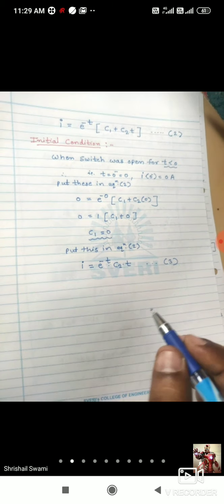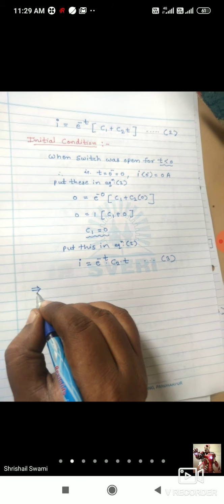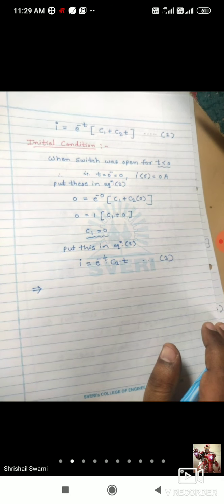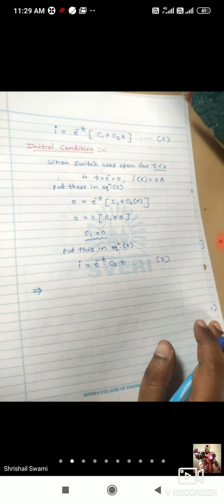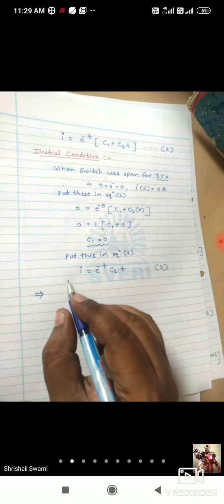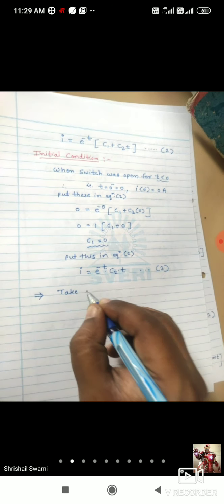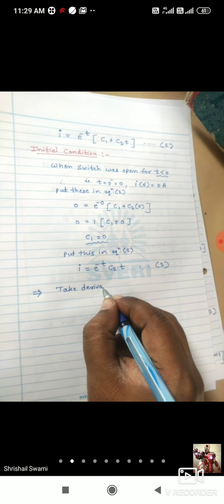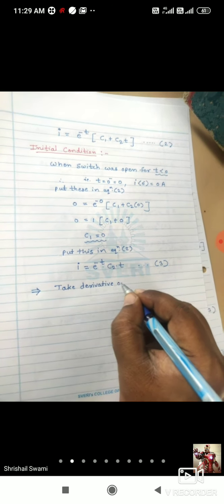Okay, so initial conditions you can use. So for that, what you have to find out? di by dt. Take the derivative of equation 3 with respect to time t. याचा डेरिवेशन घ्यायचा. So di by dt is equal to C2 constant, बरोबर आहे.